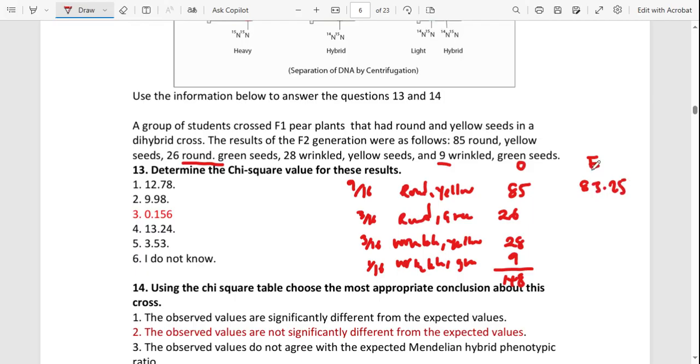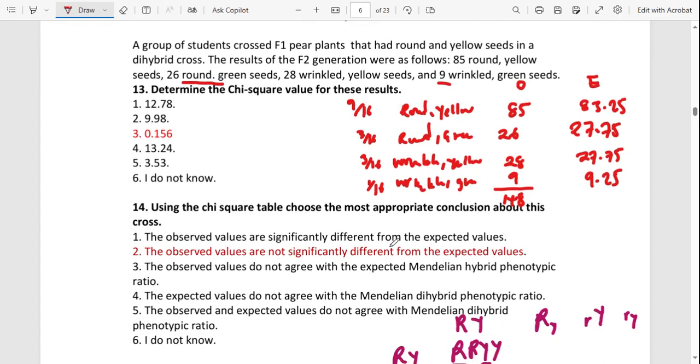And then again, we'll say 3 out of 16, and then we multiply by the total, which is 148. That is going to be 27.75. That will be the same here, 27.75. The expected for wrinkled and green is 1 out of 16, and then you multiply that by 148. So that is supposed to be 9.25. Actually, when you add these, they will give you 148.